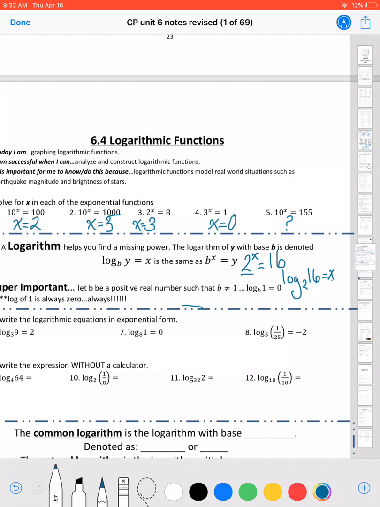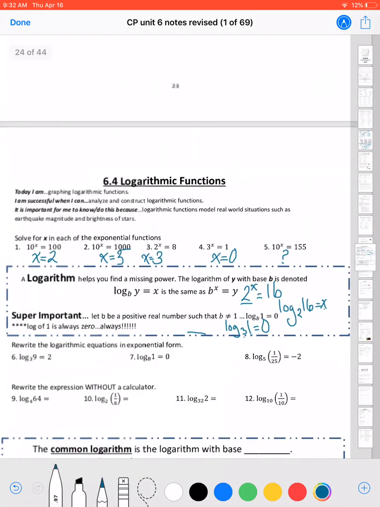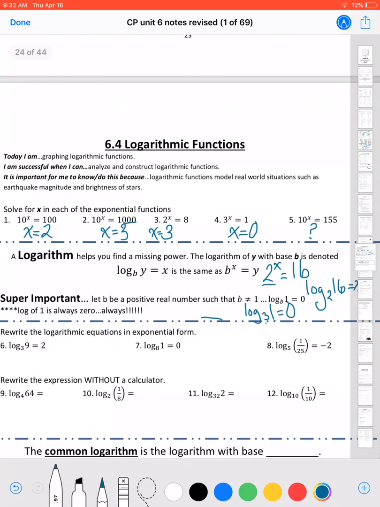If you have any log with a base b that follows suit of what we just discussed, to say it's log base 3 of 1, guess what? It's always going to be equal to 0. Because what it's asking is 3 to what power is going to give you 1? Well, anything to the 0 power is 1. So log of 1 is always 0.